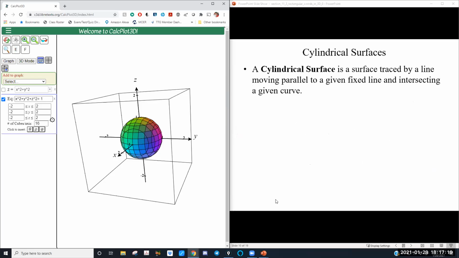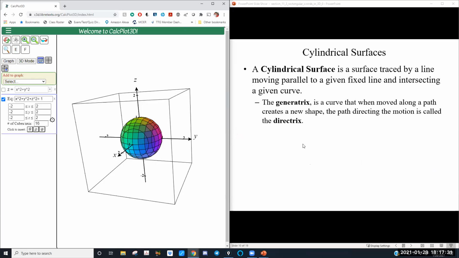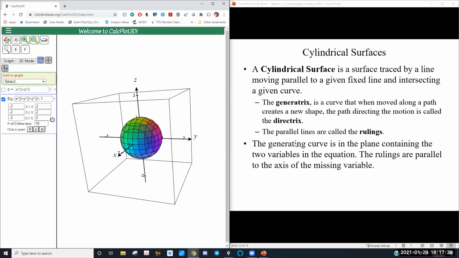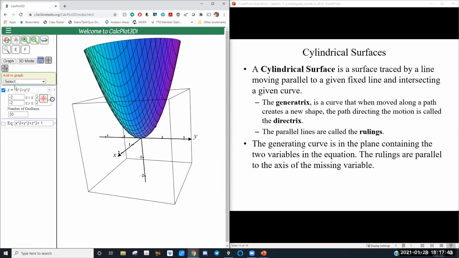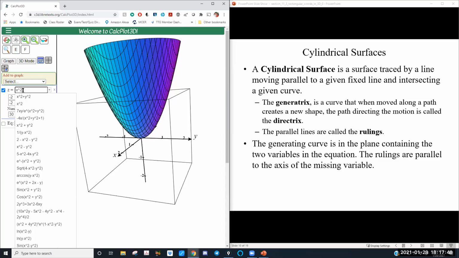A cylindrical surface is a surface traced by a line moving parallel to a given line and intersecting a given curve. What does that mean? Well, that means we have a generating curve and it moves along a directrix. Perfect example was that parabola we were looking at earlier. So this one here, not that one, sorry, I want this one.